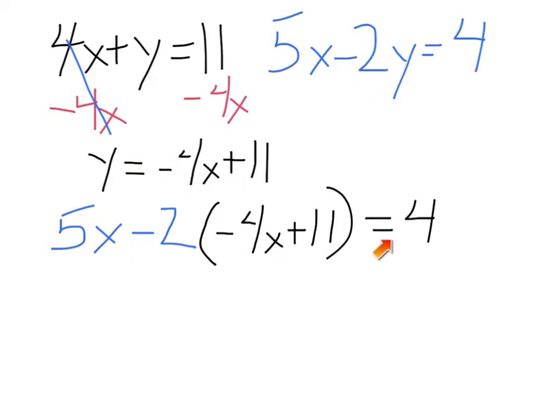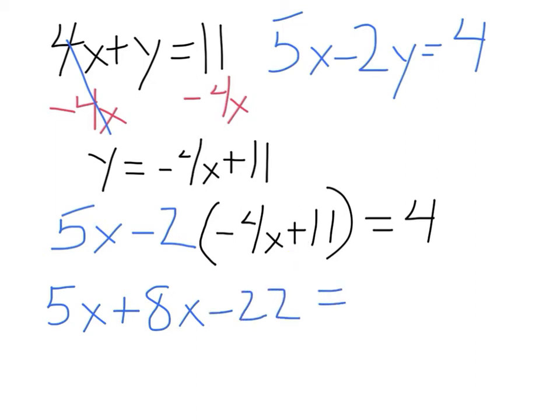Now we just work it all out. So we recopy the 5x. And now we have this distributive deal, right? Minus 2 times the first one, minus 2 times the second one. So on the first one, we have minus 2 times minus 4 is plus 8x. And then we wind up with minus 2 times plus 11 is what? Minus 22. Minus 22 equals 4.